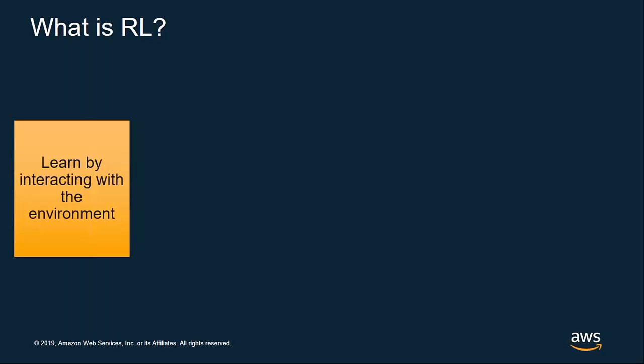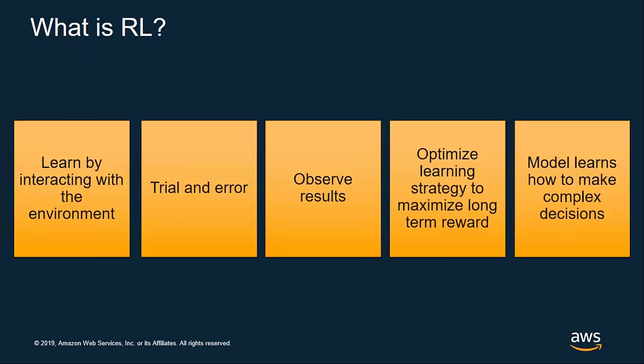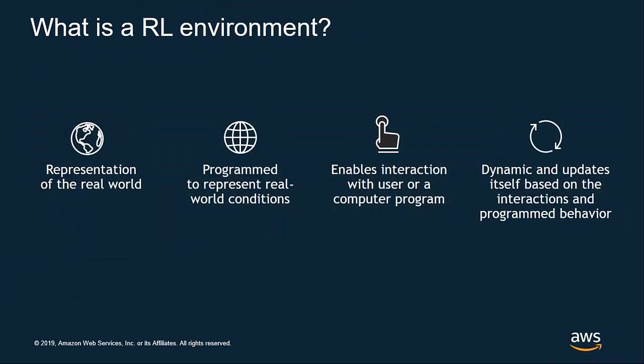With reinforcement learning, we learn by interacting with the environment. And typically, the learning happens over multiple trial and error. And the goal here is to optimize for long-term rewards. And the goal is to learn strategies that can help maximize for this long-term reward. And over time, the RL models can learn how to make complex decisions. So it may seem a little new and different, but through this webinar, we'll peel back the layers and we'll learn what reinforcement learning is, as well as how reinforcement learning is accelerated in SageMaker.